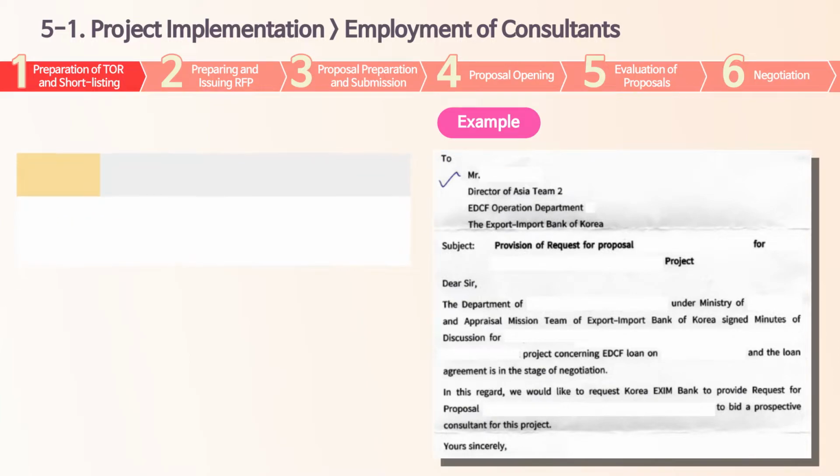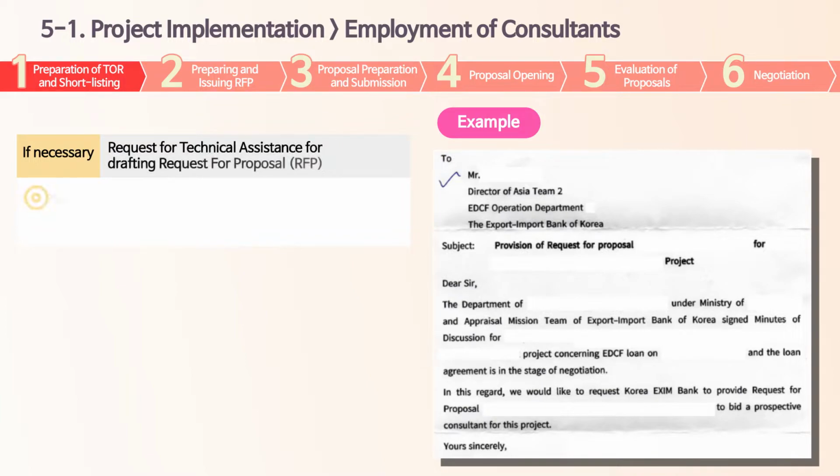The project implementation stage begins with hiring consultants for detailed design, construction supervision, procurement support, and so on. As the first step, PEA should prepare the Request for Proposals, or RFP, which includes the terms of reference, or TOR, that specifies the work scope of the consultants.